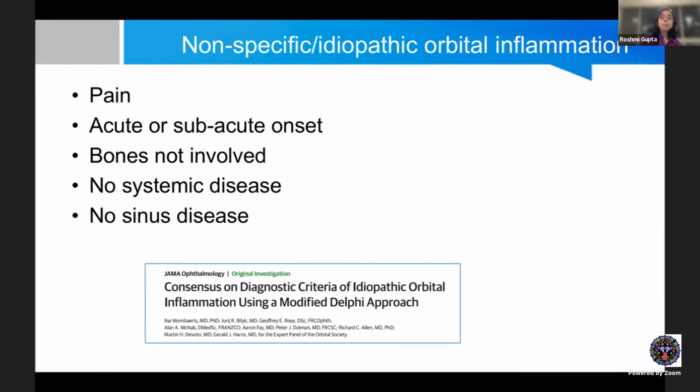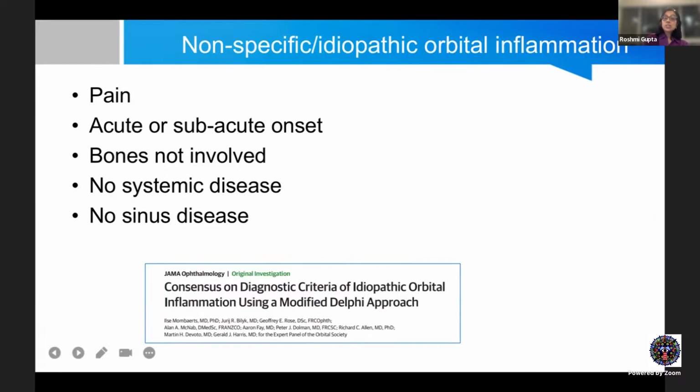So there should be pain with an acute or subacute onset. The bones are not involved. There's no systemic disease. There's no sinus disease. So if you will slowly think about all the specific entities we have talked about, we are kind of ruling them out one by one. Bones are not involved. That means if we see a bony erosion, as we saw in the GPA, even on the scan, we know this is possibly not an idiopathic inflammation.